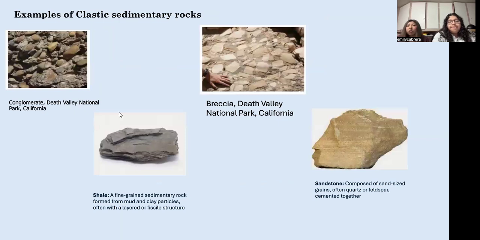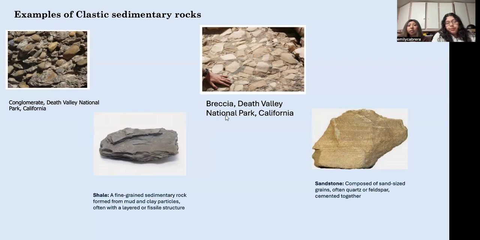And here are some examples of clastic sedimentary rocks. This one right here is conglomerate, which can be found at Death Valley National Park in California. We have shale, a fine-grained sedimentary rock, which is formed from mud and clay particles, often with layered structures, which we have interacted with during class.